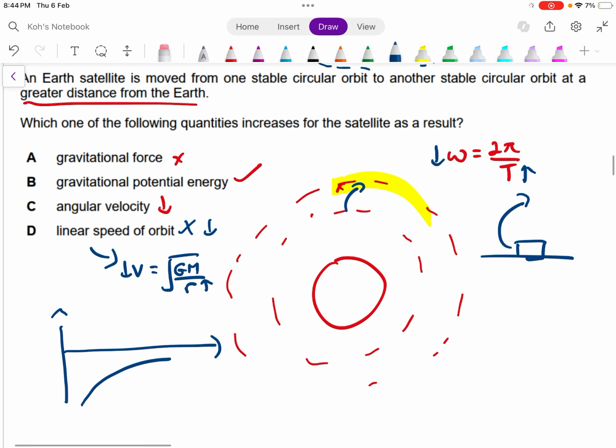So for example, this is the energy against orbital radius graph. As I move from this orbit, point 1, to point 2, you notice that my orbital radius increases, and my GPE gets less and less negative. For example, let's say this one is -5, and I move up to the second point, which is -3. So that's why your GPE increases as you move up from a lower orbit to a higher orbit.